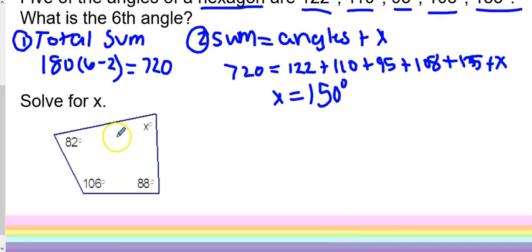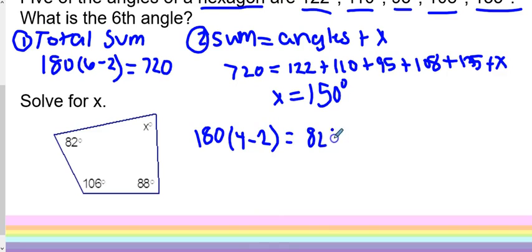All right, same thing here. We've got a quadrilateral, so we're going to follow the same thing. A quadrilateral has 4 sides, so I'm going to do 180 times (4 minus 2) equals 82 plus 106 plus 88 plus x. And then I'll go to Desmos, and you can type it in just like this.